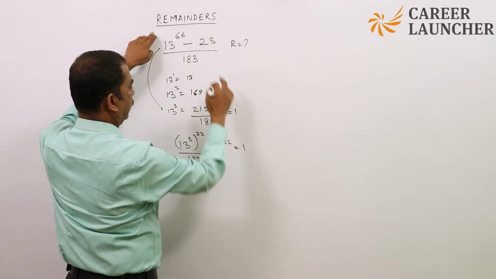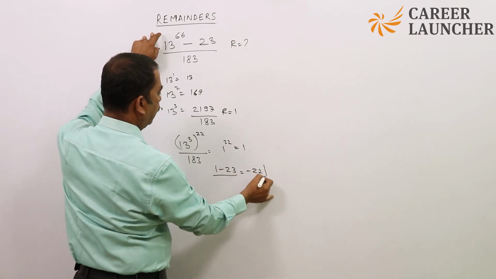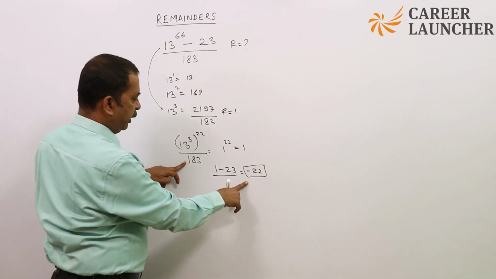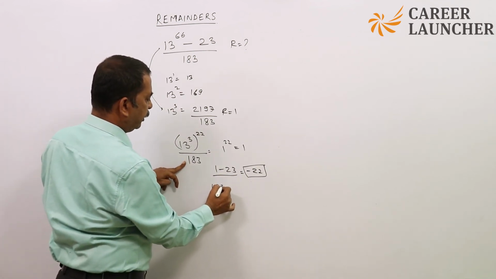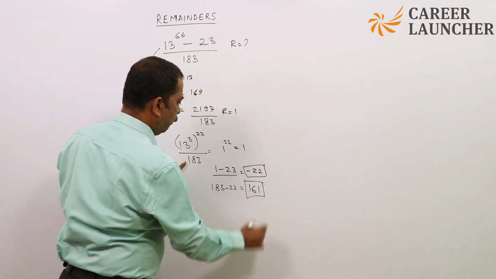Now I've got minus 23. So 1 minus 23 now gives me minus 22 as the negative remainder. So while dividing by 183, if I'm getting a negative remainder, the positive remainder will be 183 minus 22. So the answer comes out to be 161.